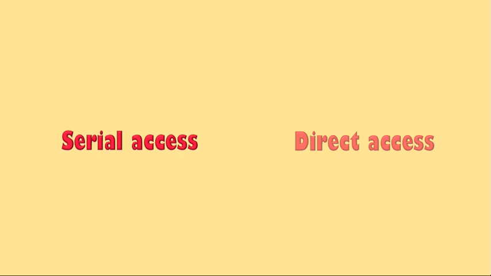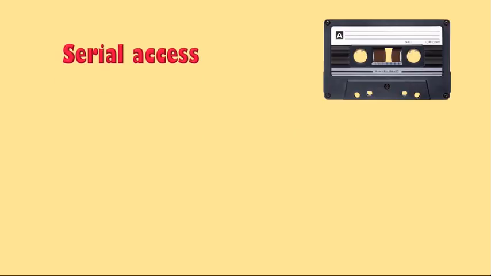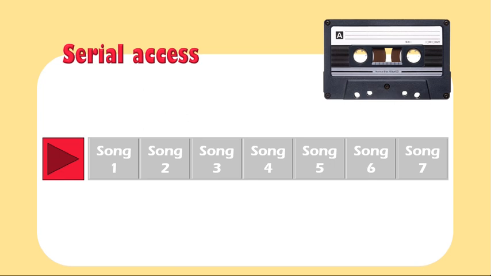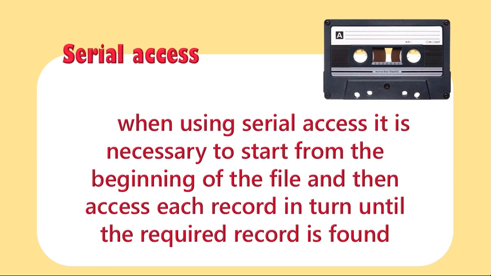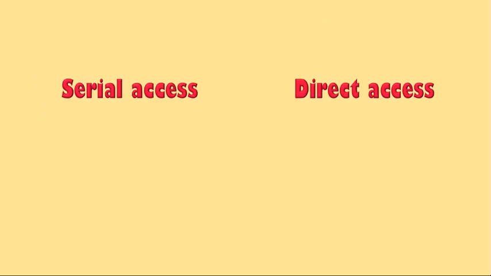First, let's take a look at serial access, which is the type used in magnetic tapes. If, for example, the song playlist consisted of 7 songs and the user wanted to play the 5th song, he would have to go through each song from 1 to 4 to reach the song he desires. This is how serial access works, and so we observe that, when using serial access, it is necessary to start from the beginning of the file and then access each record in turn until the required record is found.